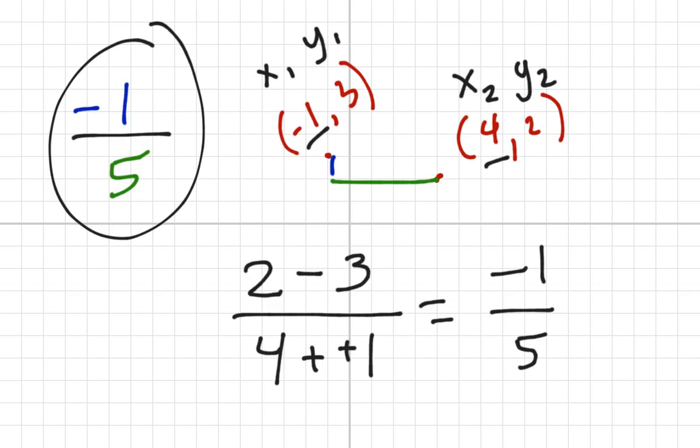Well, the negative 1 came from the y2 minus y1, which helped us to find what the rise was. So y2 minus y1 is the rise, and that gave us one of our legs.